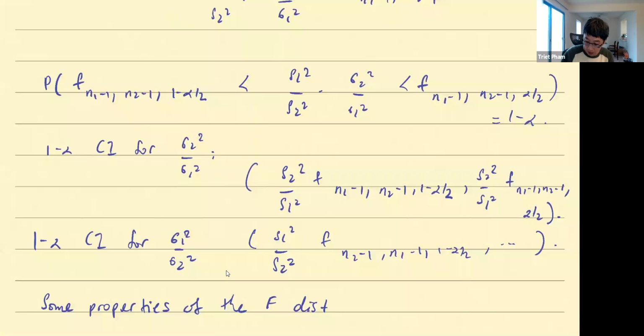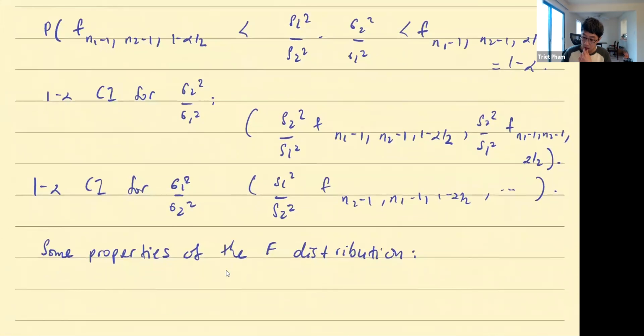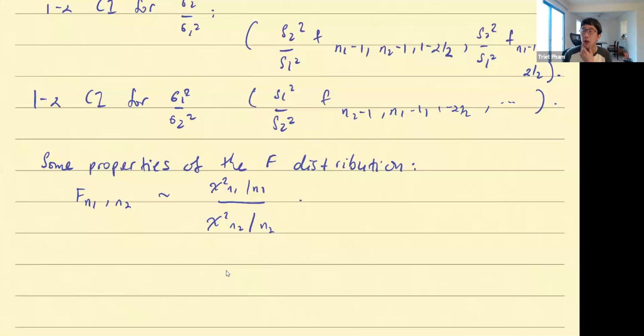So next, I want to discuss some properties of the F distribution. Like this. So remember that F n1, n2 is chi-square n1 over n1 divided by chi-square n2 over n2. So let me say this: if I have a T distribution with n degrees of freedom, and I square it, what do you think I'll get?